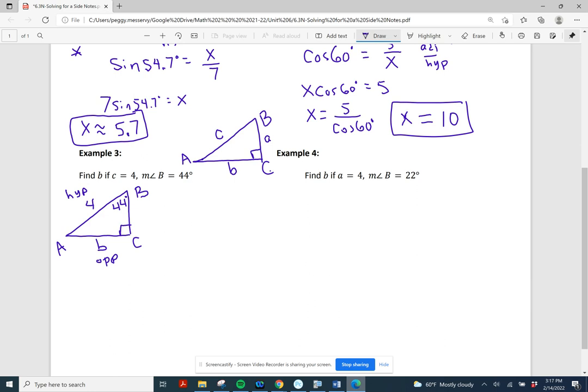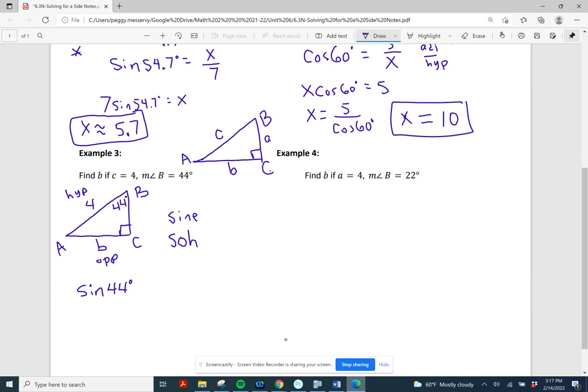So we're going to write down our trig function that we're going to use. We're going to use the sine, because sine uses opposite and hypotenuse. So let's write down our equation. Sine of 44 degrees.